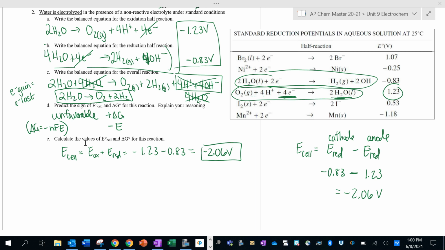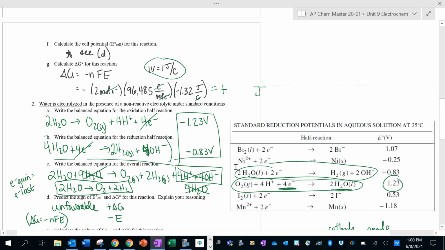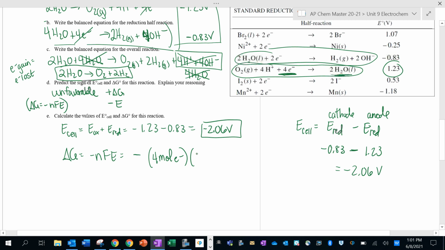Okay, so we know the value of E, and then we should be able to find the value of delta G. So delta G is negative NFE. So the negative, and then the N is, we got 4 moles of electrons. So it's how much is being transferred. It's basically the coefficient in front of the electrons in this balanced overall reaction. And then F is Faraday's constant, which now I'm blanking. Yeah, 96. It's on your equation sheet. You don't have to memorize it. So it's 96,485 coulombs per mole of electrons. So notice how moles of electrons cancels.